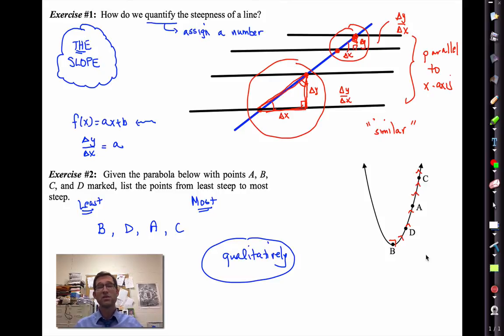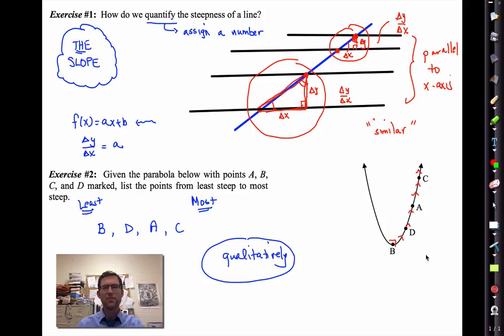If you're looking at that just like you look at a line and go, yeah, well, steepness at B is the same as it is at C, or A is the same as C, or D is the same as A, then we have a problem. Then we have a serious problem. But if we can all agree that B is the least steep and that C is the most steep, then we can start to ask the question, how do we quantify that steepness?